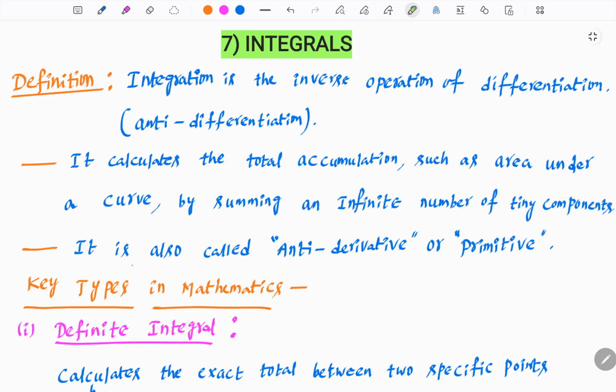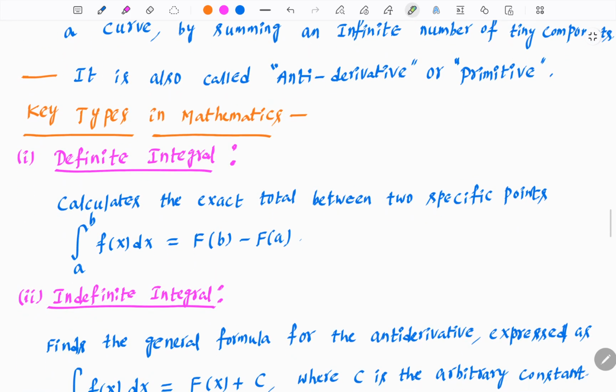What is the alternative name of integral? Antiderivative, or sometimes they will give primitive. Find the primitive means nothing but integral. Keep that in mind, students.